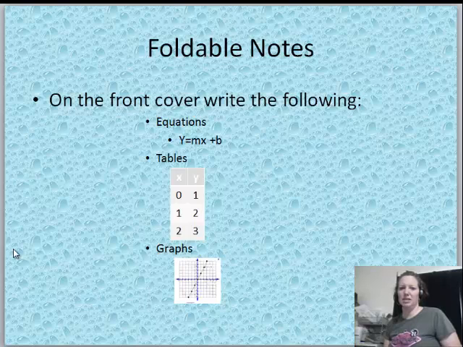Y equals mx plus b. Tables. X and Y t-chart. Under X, you're going to write 0, 1, 2, 3. Under Y, you're going to write 1, 2, 3, 4. Graphs. And then you're just going to sketch out a coordinate plane with a graph on the front.